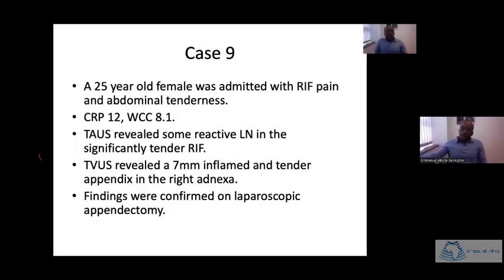So case number 9, now, a 25-year-old female was admitted with iliac fossa pain and abdominal tenderness. CRP was raised, WCC was normal. Transabdominal ultrasound revealed some reactive lymph nodes in a significantly tender right iliac fossa. The right iliac fossa was very, very tender, but we didn't see anything there while scanning transabdominally. We could only see some reactive lymph nodes and maybe a bit of mesenteric edema, but nothing untoward. So then we went ahead to do a transvaginal ultrasound, as we couldn't see much of the ovaries from the transabdominal view. Transvaginal revealed a 7-millimeter inflamed and tender appendix in the right adnexa, which was confirmed on laparoscopic appendectomy.